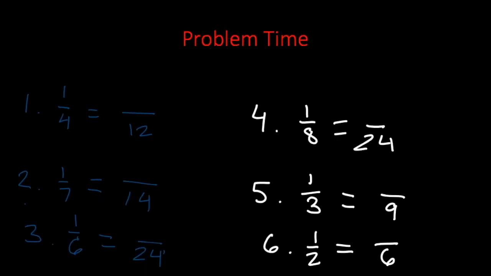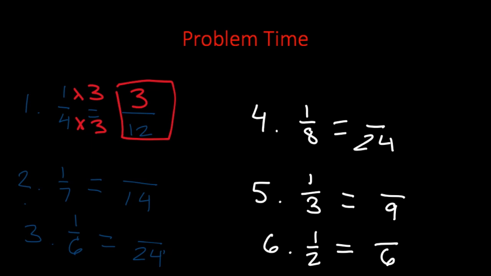Now, time for our next problem. 1/4. What did we get to 12? We multiplied by 3 to get to 12. Now, whatever we did on the bottom, we have to do on the top as well. So times 3. 1 times 3 equals 3. So our answer here would be 3/12. This is the fraction that we got as an answer, and we simplified it to 1/4. But we're doing it backwards. We're doing it with the simplified fraction, and we're trying to find out what fraction we used to simplify it to 1/4, and that is 3/12.